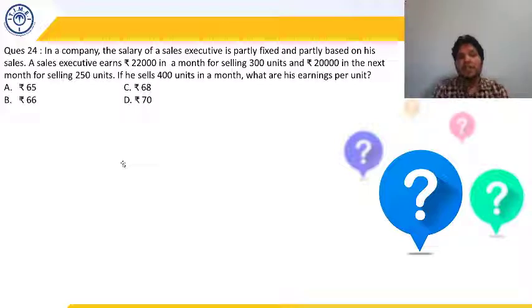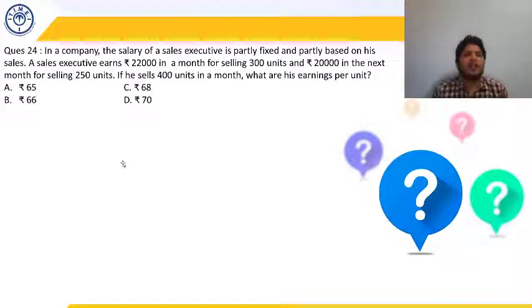In a company, the salary of a sales executive is partly fixed and partly based on his sales. A sales executive earns rupees 22,000 in a month for selling 300 units and rupees 20,000 in the next month for selling only 250 units. If he sells 400 units in a month, what are his earnings per unit? So you need to calculate his earnings per unit if he is selling 400 units in a month.